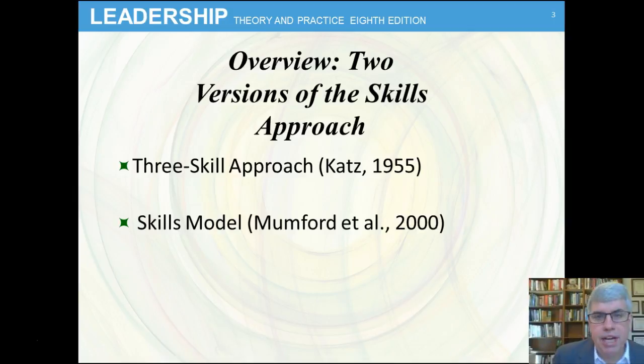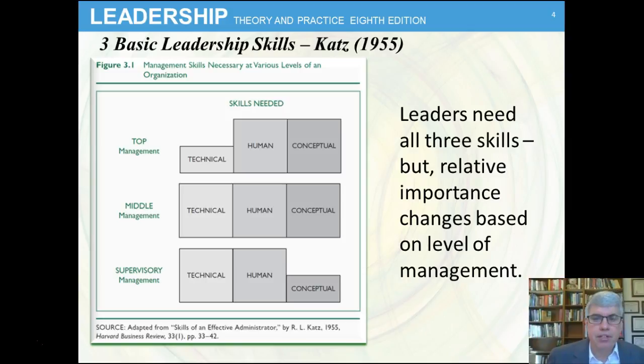Now, this chapter basically presents two versions of the skills approach. There's the three-skill approach of Katz, which is an older, simpler approach, and then the skills model by Mumford and others, which is a lot more complete and a lot more complex. It helps with this chapter to realize we've got these two theories that we're going to be looking at, fairly independent of each other. So let's start off with the three-skill approach, the three basic leadership skills that are necessary according to Katz.